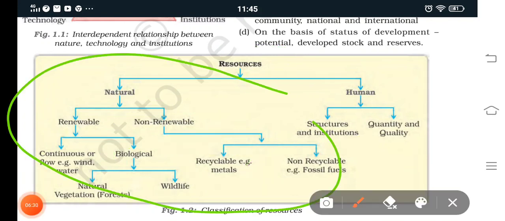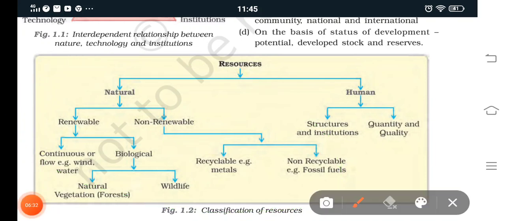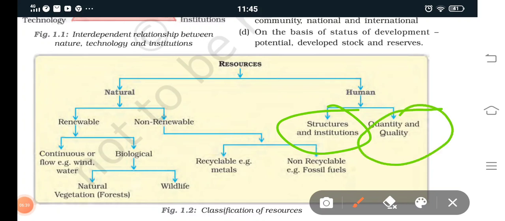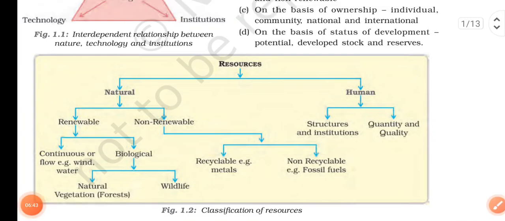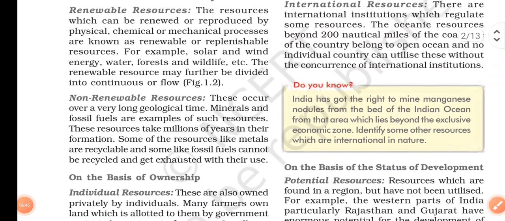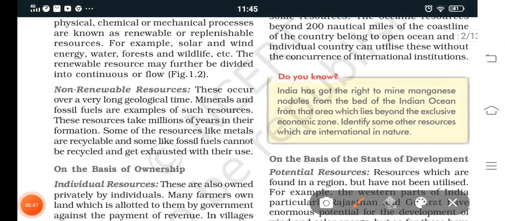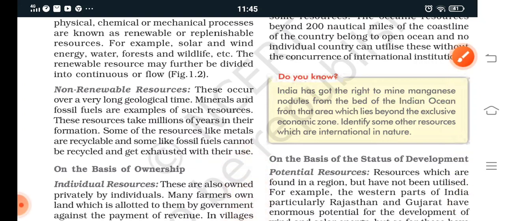So this was about natural. Now let's see about human. Human: the institutions, the structures, the monuments, the buildings, and the quantity and quality. The man-made things. Now I have told you everything from this page. Just this, did you know, is left: India has got the right to mine manganese from the bed of the Indian Ocean.